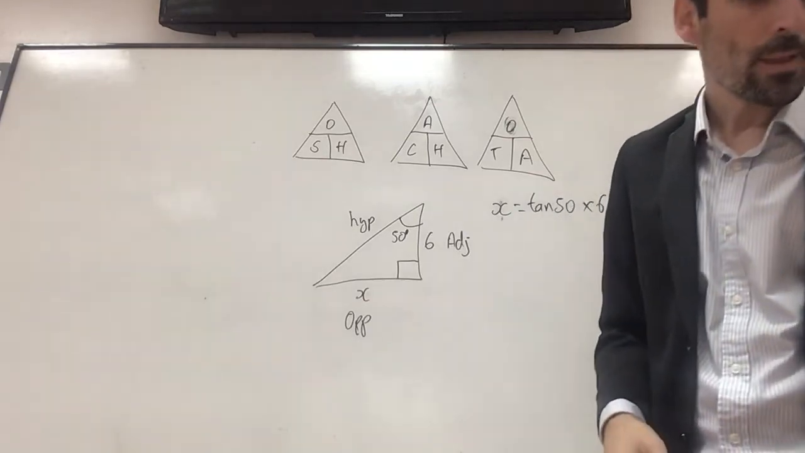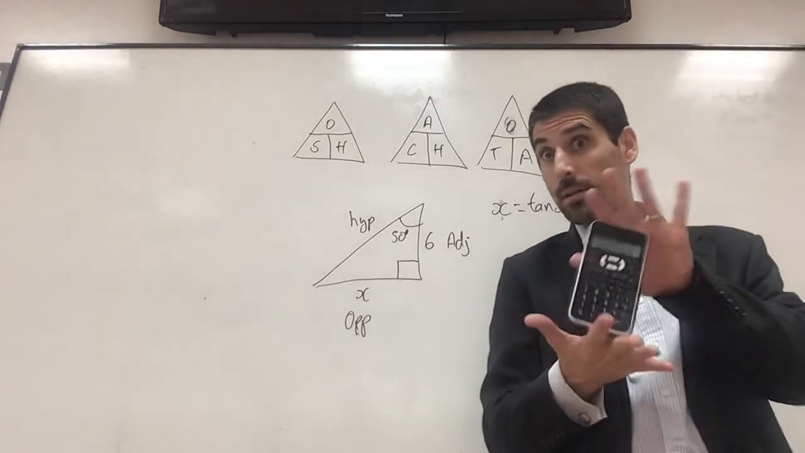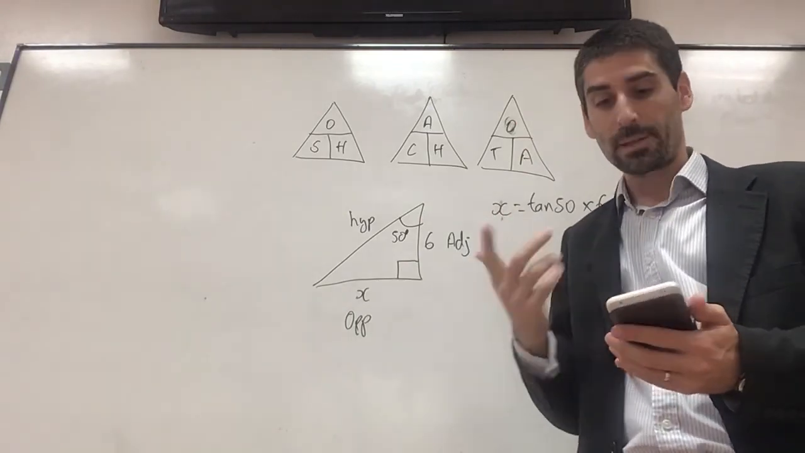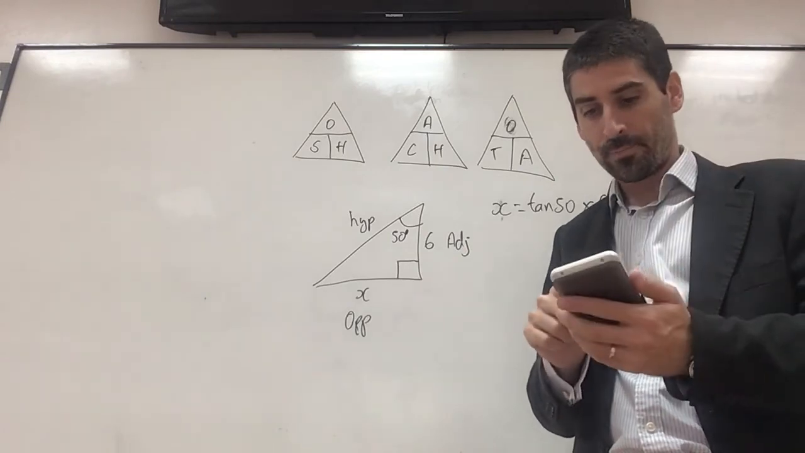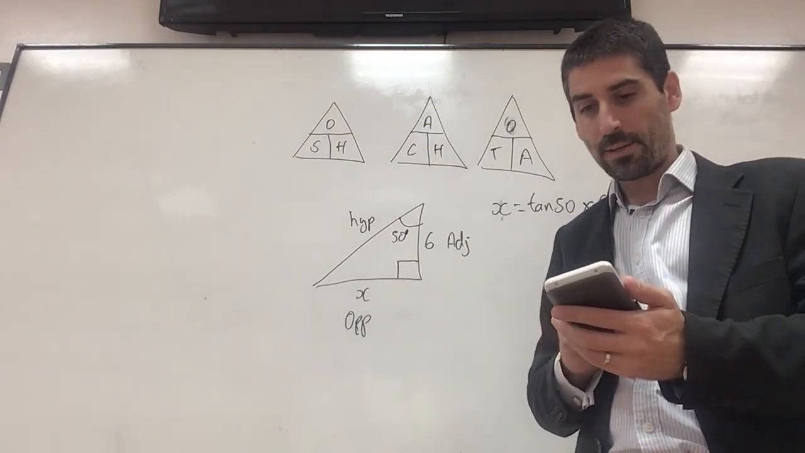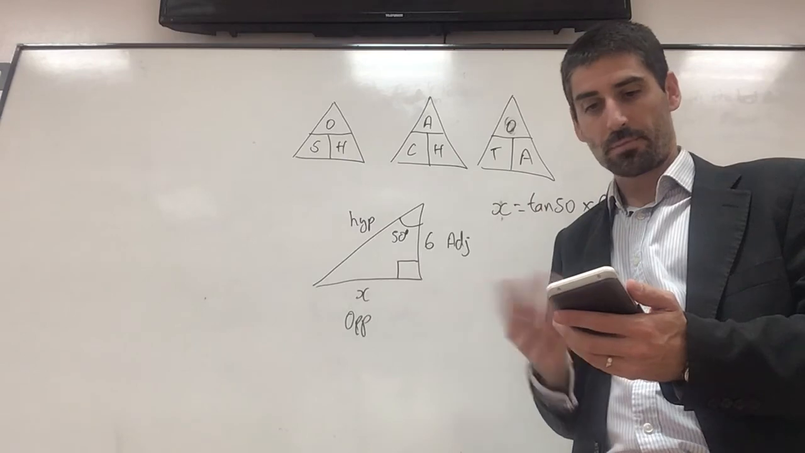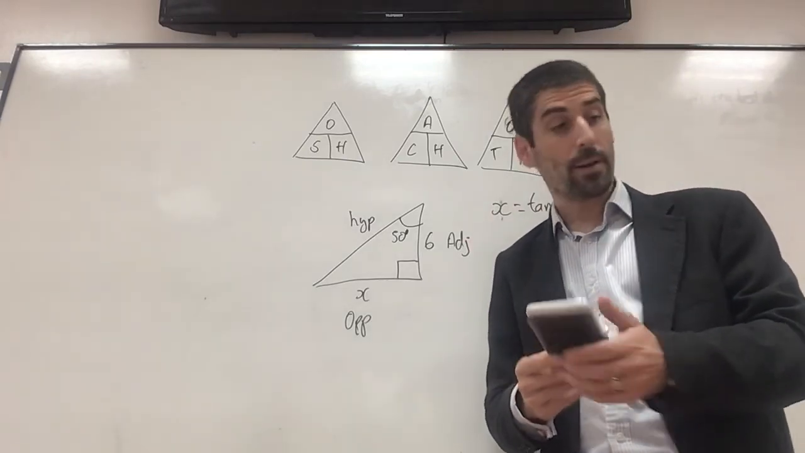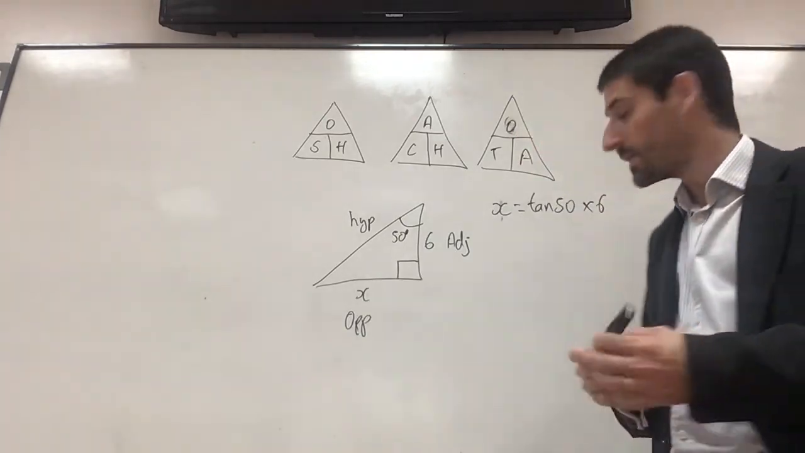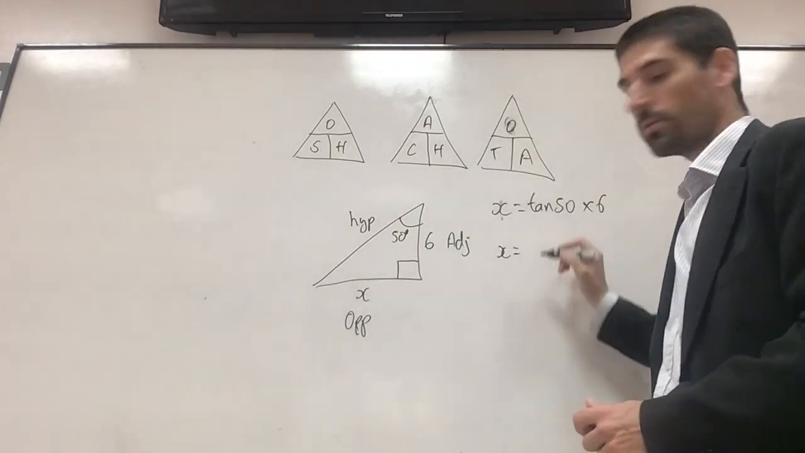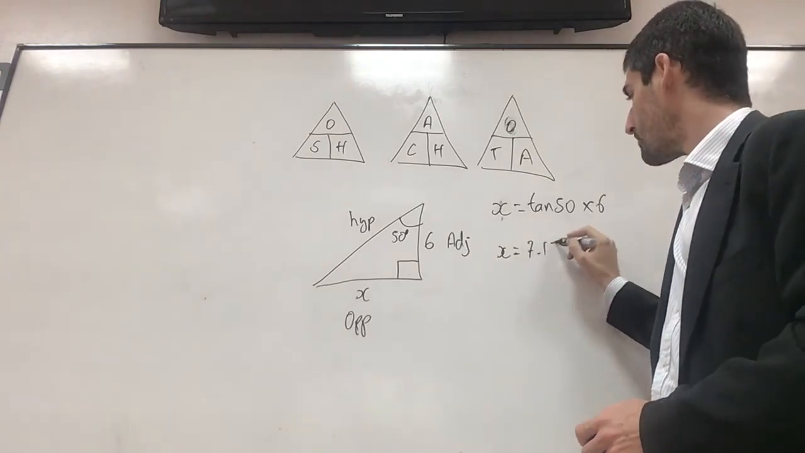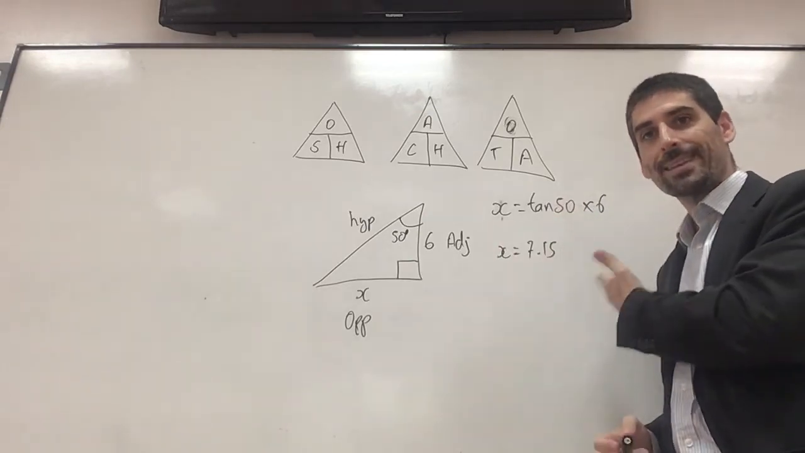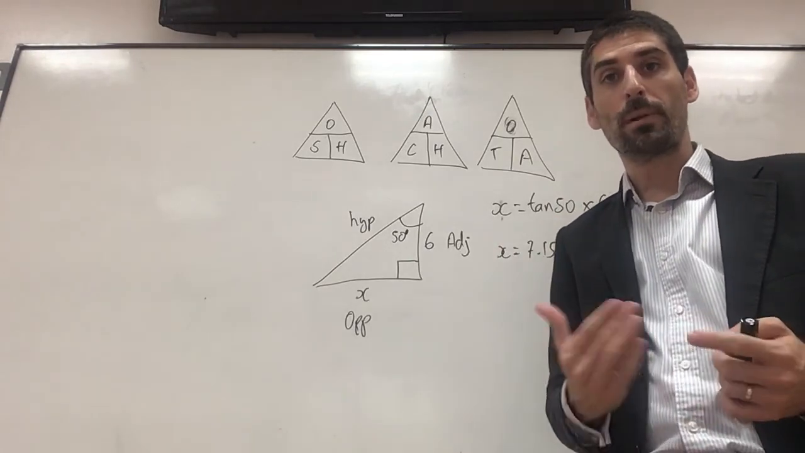okay? And then, calculator again, just for completeness. X is going to equal tan 50 multiplied by 6. So my calculator, tan 50 equals 1 point something or other times 6 is 7.15 rounded to 3 significant figures. So x equals 7.15, and it would have been centimeters, meters, whatever it was. Okay. Make sure you can get this answer in your calculator, you know how to use it properly and correctly.